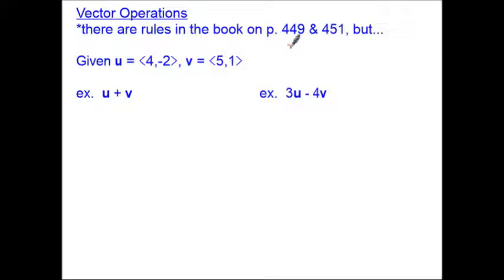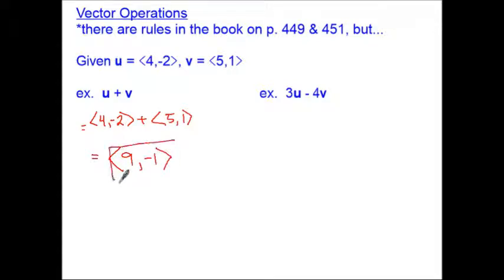Okay, there are some rules on 449 and 451, but if I gave you these two vectors, u and v, and asked you to do u plus v, and didn't give you any other direction besides that, well, for u you've got 4 comma negative 2, and if I want to add onto that the vector 5, 1, I'm guessing what most people would do, without any other guidance, would probably go, oh, let's just add the 4 on the 5, and that will give me a 9, and then add the negative 2 on the 1, and that will give me a negative 1, and you would be exactly right by doing that.